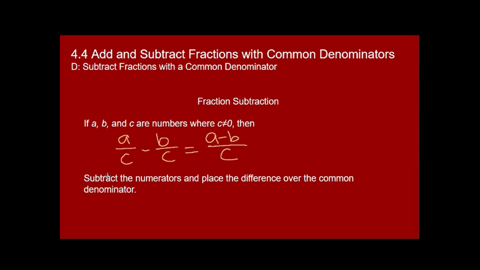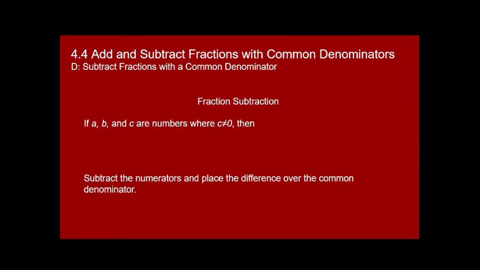So what does this mean? This means subtract the numerators and place the difference over the common denominator. You start with C, you subtract with C as the denominator, and you end with C. The denominator does not change. When the denominators start the same, you end up with the same denominator. That's very, very, very important. You only subtract the numerators.